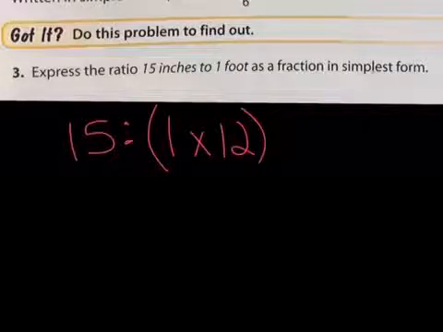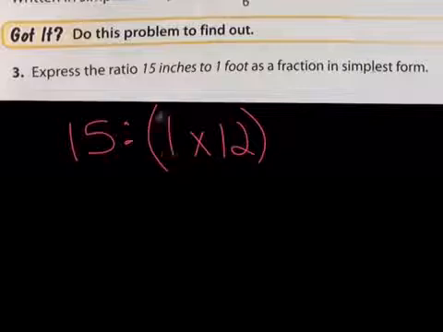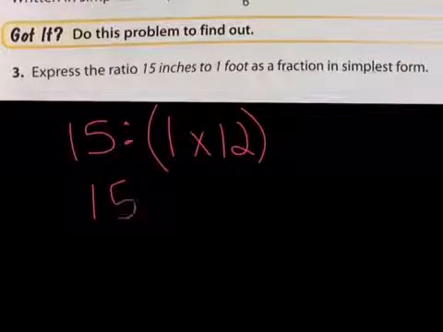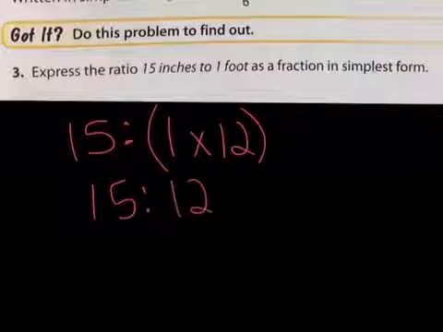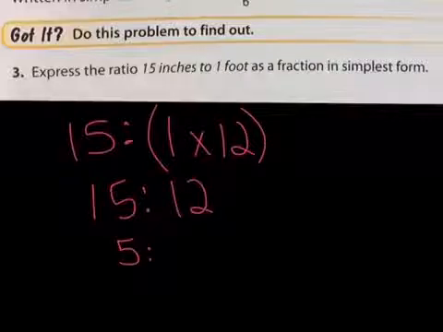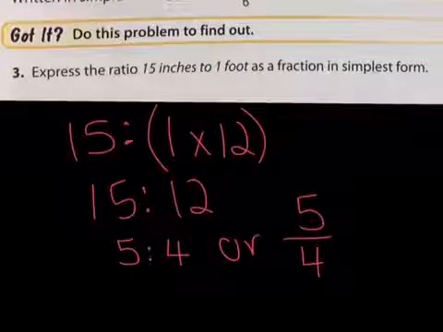1 foot has 12 inches. So there's my foot and my inches, so I multiply them together. And now my new ratio is 15 to 12. And when I simplify them, I see that they're both multiples of 3, right? They're both multiples of 3. Here I have 5 of them, and here I have 4 of them. So my ratio is 5 to 4, or 5 over 4.